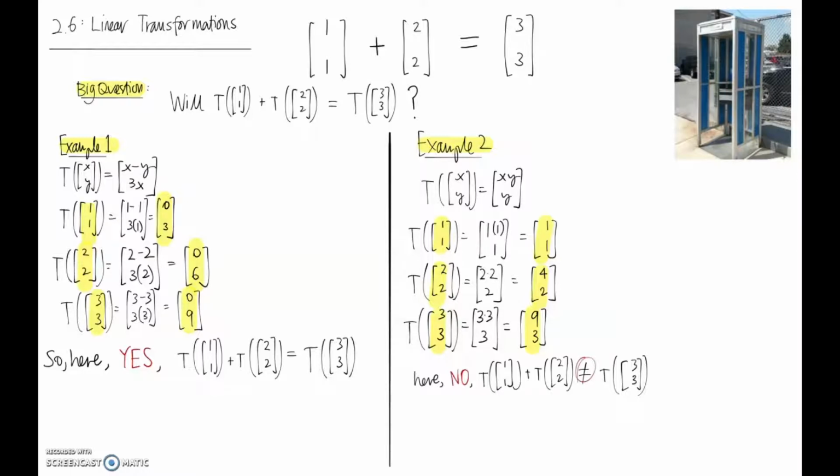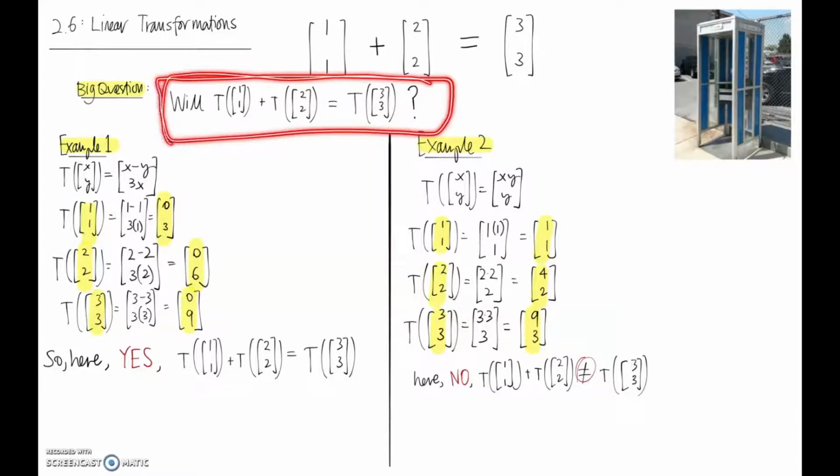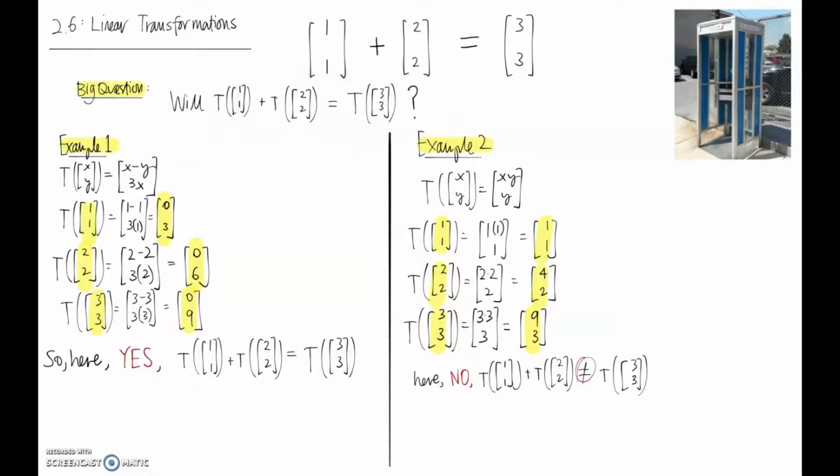So this is a little bit different. To answer the general question, will the transformed first vector plus the transformed second vector always equal the transformed sum? The answer is sometimes yes, sometimes no. When that does happen, this is called a linear transformation.